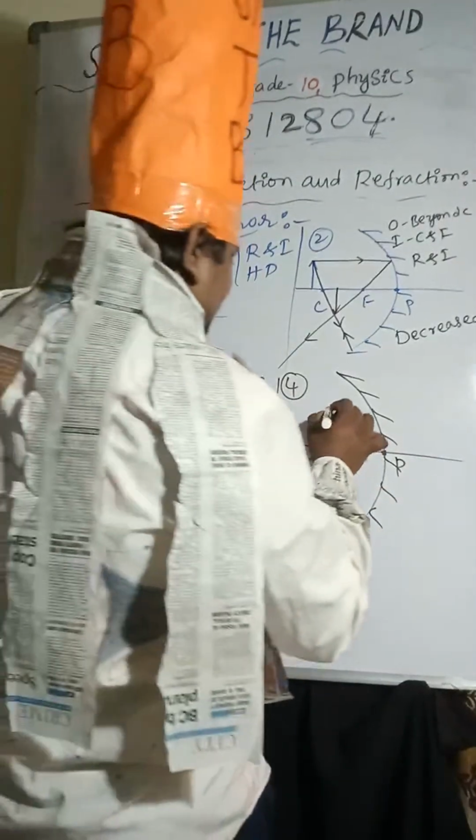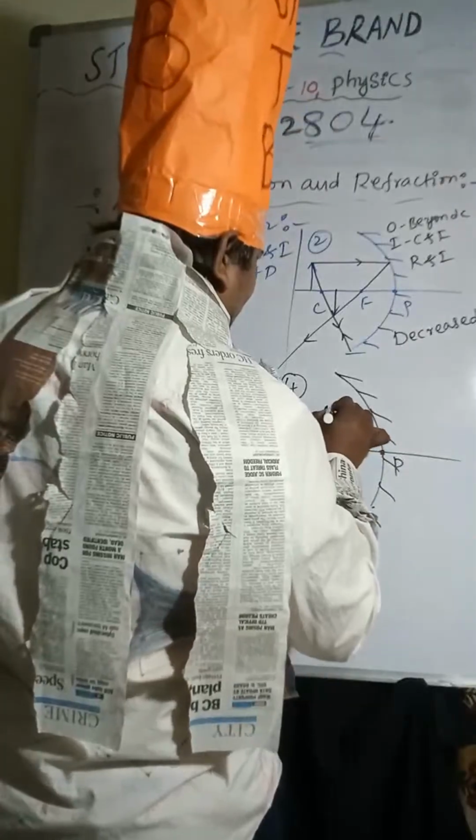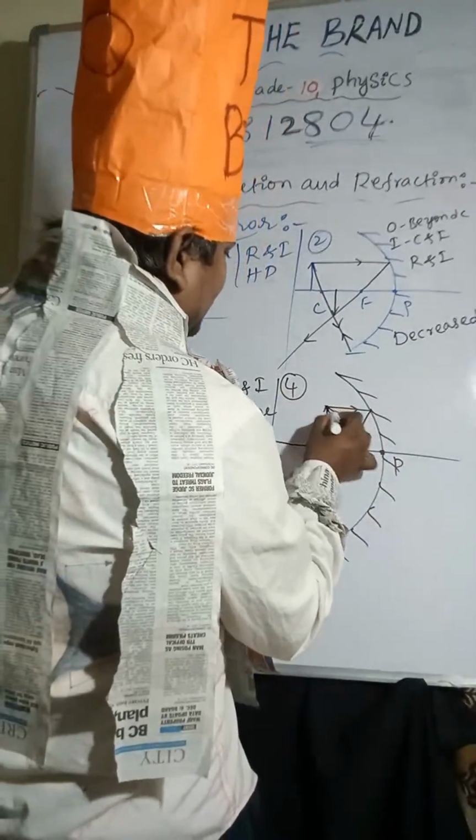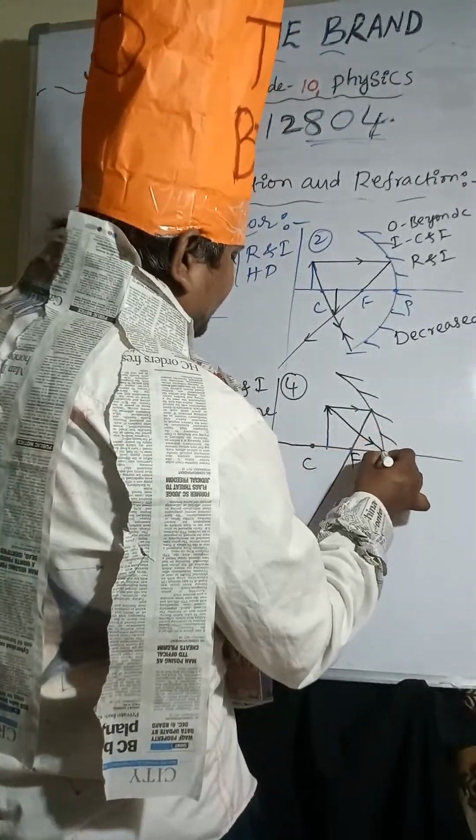Object is placed between C and F. One light ray I am taking like this, it passes through focus. Another light ray incident at the pole, it reflects back.